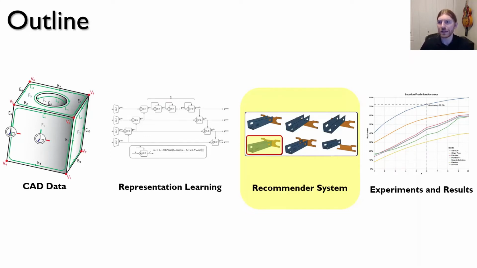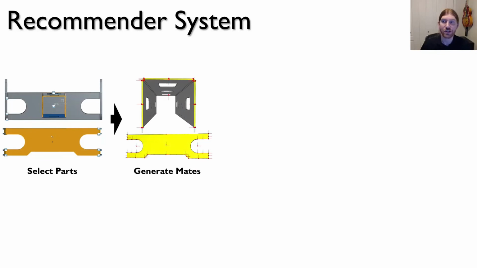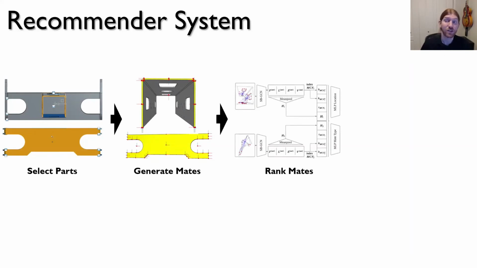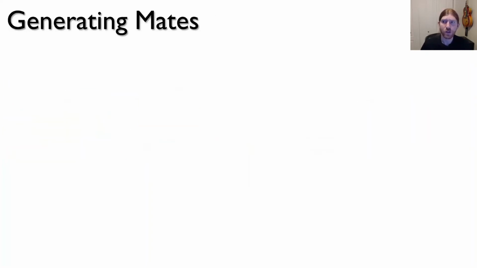We use these embeddings to build a recommender system for mates. Our recommender system is designed to fit within existing CAD assembly workflows. While creating an assembly, whenever a user selects faces on 2 parts, our system first uses these selections to generate a collection of potential mates. Then it uses SBGCN to score and rank these mates, the top 6 of which are presented to the user to choose between. The first step of the system is generation of potential mates.